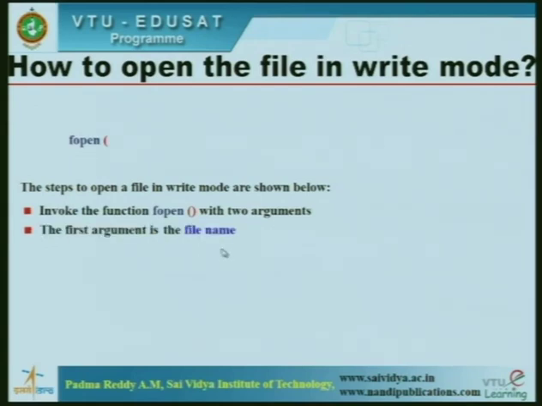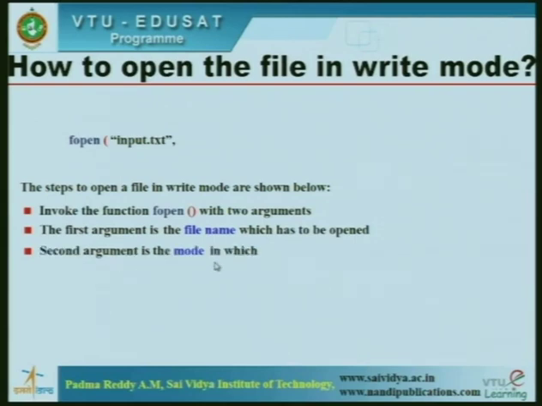The first argument is the file name, which has to be opened, and I enter the file name within double quotes. The second argument is the mode in which the file has to be opened. Now in which mode are we supposed to open the file? Write mode. So what should I write here? W within the double quotes, close the parenthesis and end with a semicolon.